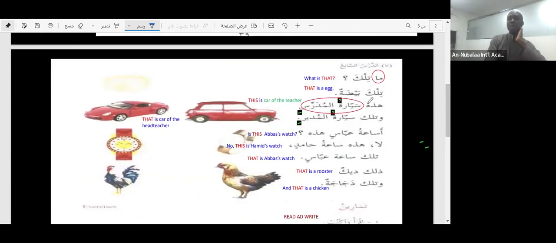Ma tilka, what is that? Tilka baydatun, that is an egg. Bayda is an egg that you eat. Hadihi sayyaratul mudarris, this is the car of the teacher. Watilka sayyaratul mudir, and that is the car of the head teacher.